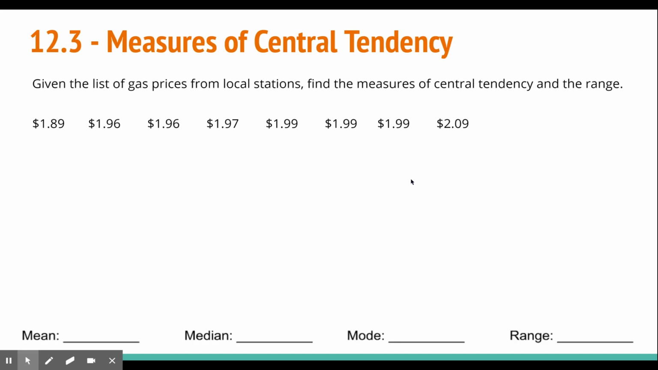So another problem here. Write down these numbers, or if you got the notes, take a look at these numbers and make sure you can figure out where our solutions come from. We have a list of gas prices from local gas stations. We're going to find the measures of central tendency. If you take a look at this data set, they're already in order from smallest to largest, so take a pause here. Calculate your mean, calculate your median, find your mode, find your range. So pause, please, and come back when you're all done.